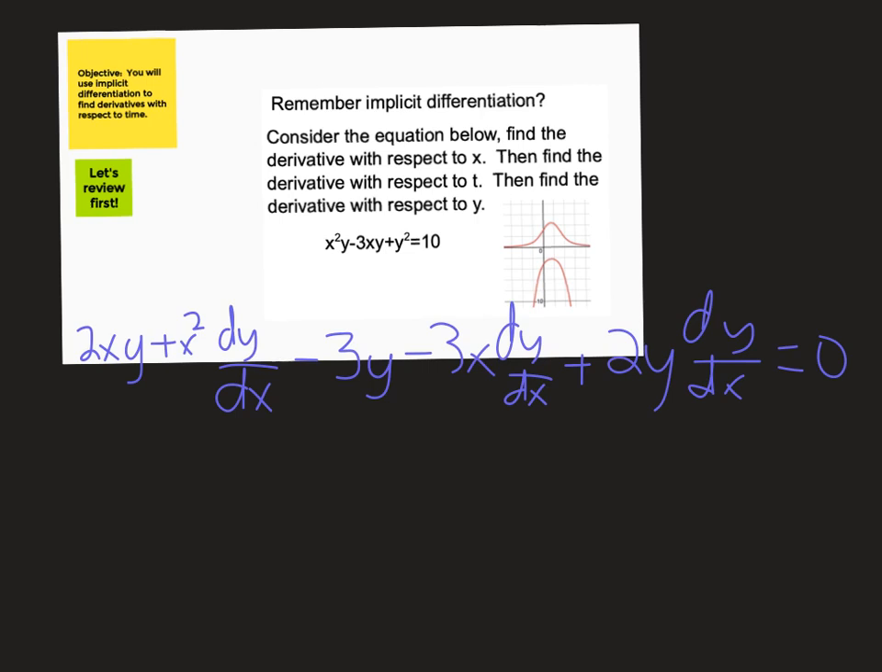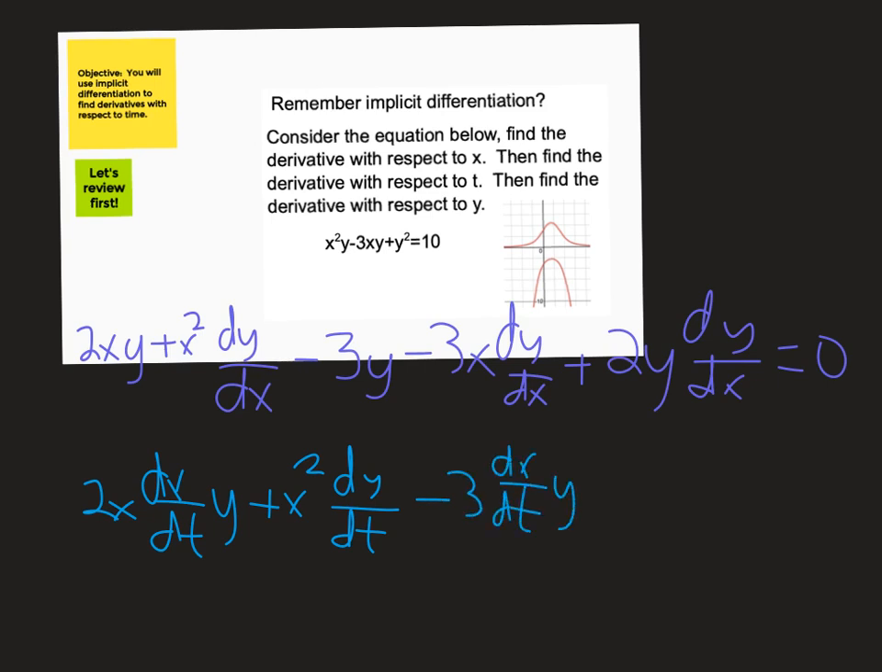With respect to t, it would be 2x dx dt, y plus x squared dy dt, minus 3 dx dt, y minus 3x dy dt, plus 2y dy dt, there's a lot going on here, equals 0. And the last, if that one confuses you, make sure you ask about it. Try to process it yourself.